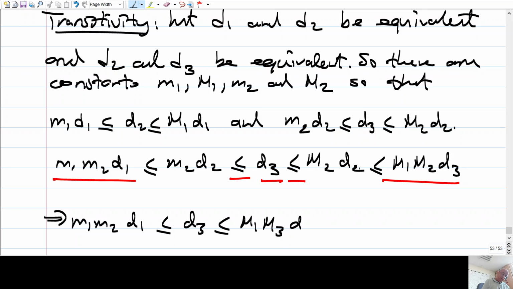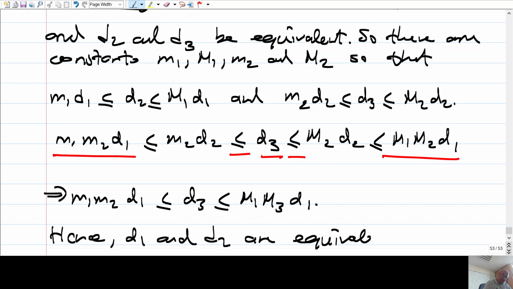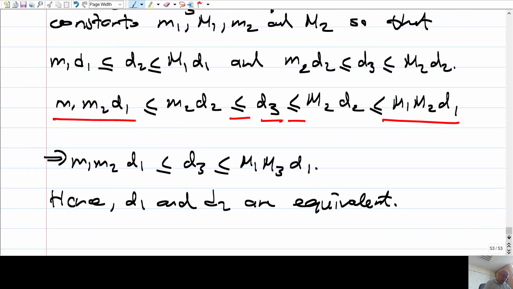Let's have D1 here, right? D2 is less than M1 times D1. Yes. All right. Hence, D1 and D3 are equivalent. So this proves transitivity.